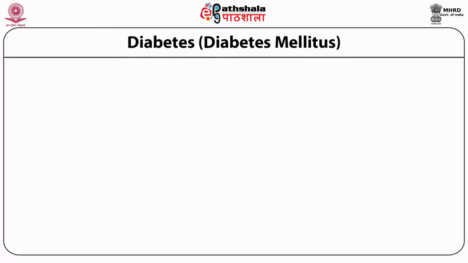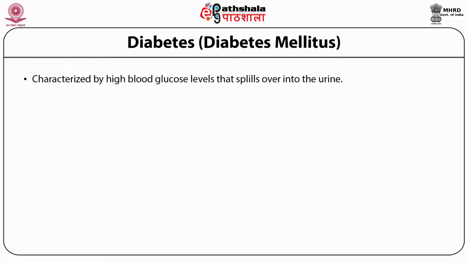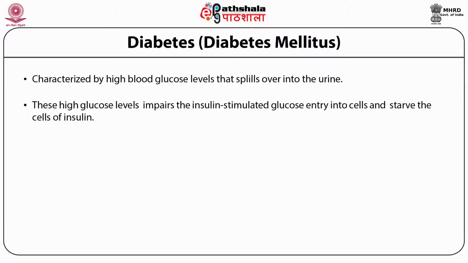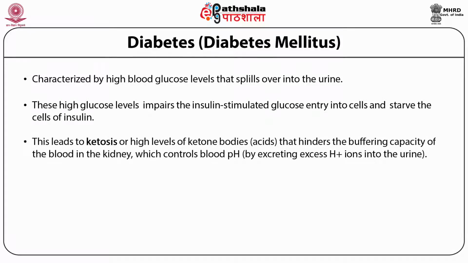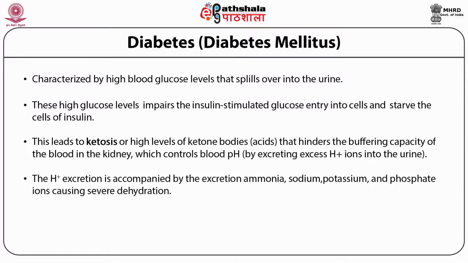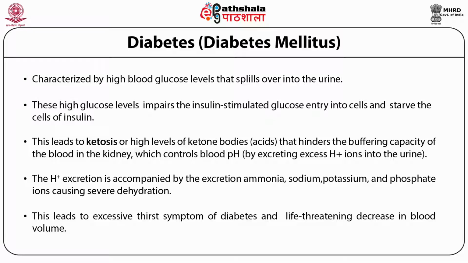Diabetes mellitus is characterized by a high blood glucose level that spills over into the urine. This high glucose level impairs insulin-stimulated glucose entry into cells and starves the cells. This leads to ketosis, or a high level of ketone bodies, that hinders the buffering capacity of the blood in the kidney, which controls blood pH. The H plus excretion is accompanied by excretion of ammonia, sodium, potassium and phosphate ions, causing severe dehydration. This leads to excessive thirst, a symptom of diabetes, and a life-threatening decrease in blood volume.